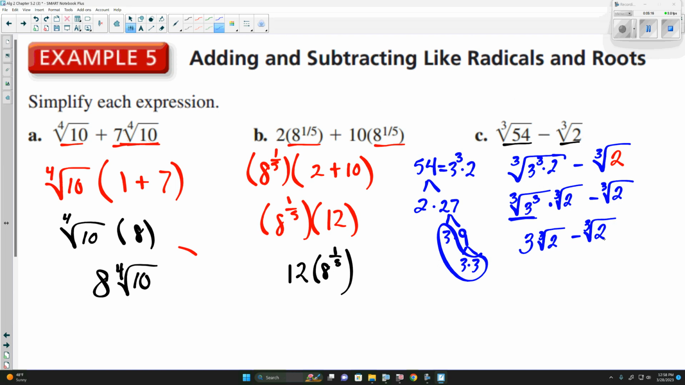Now do both terms have a cubed root of 2? So we can subtract them. 3 times the cubed root of 2 minus the cubed root of 2 would be 2 cubed roots of 2. And that's it.